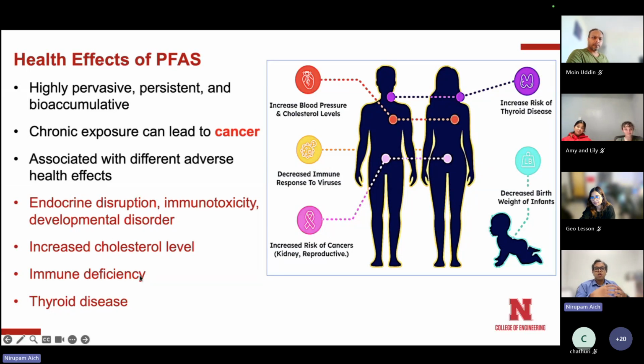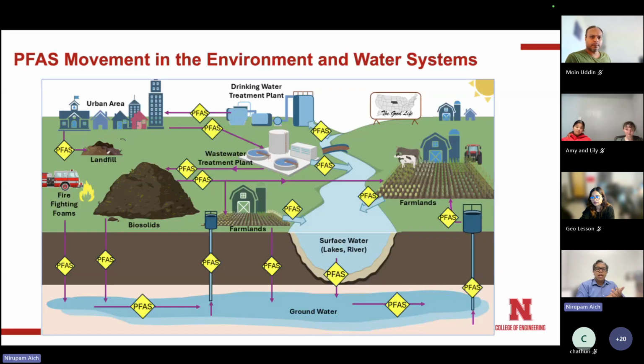You can see that these are a lot of human health issues that are being created because of PFAS. There are so many of them, so it becomes an issue. So now, if this is an issue, we have to understand the problem, where the problems are, right? Where we get PFAS from.